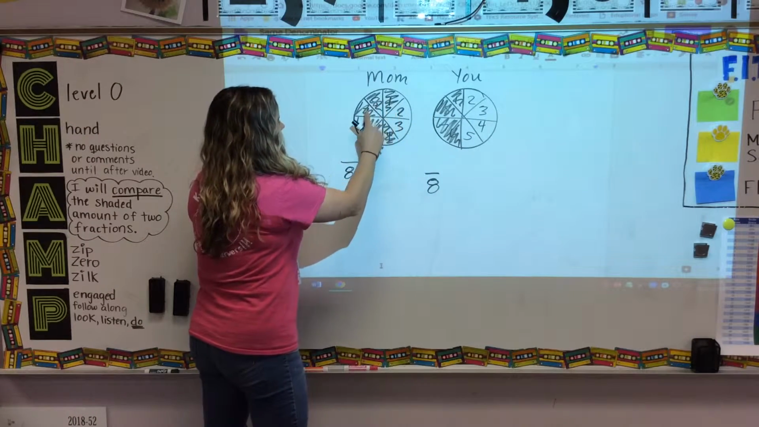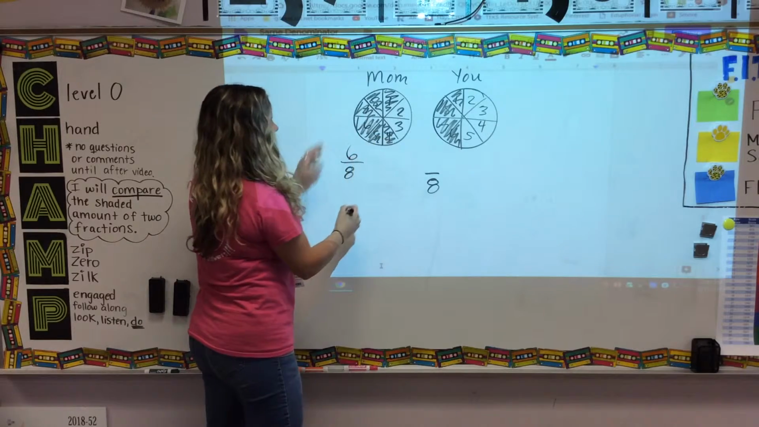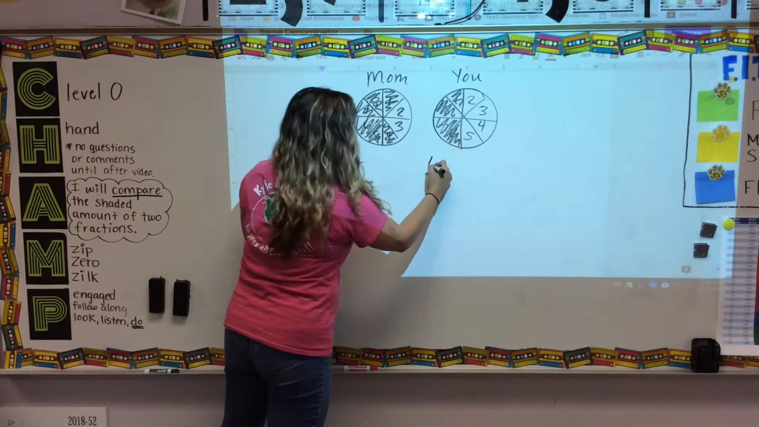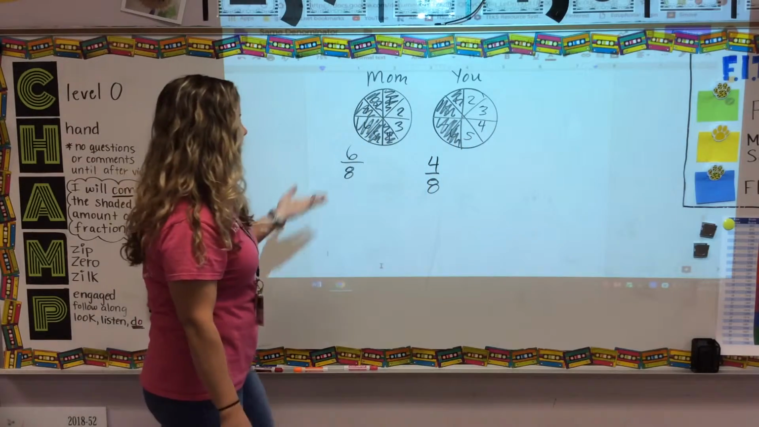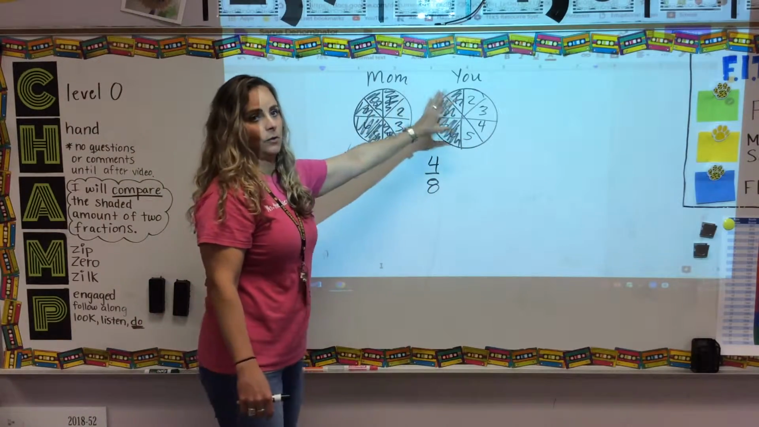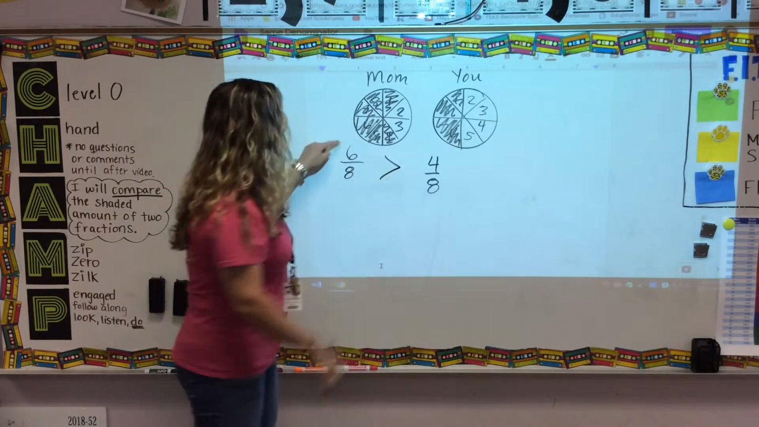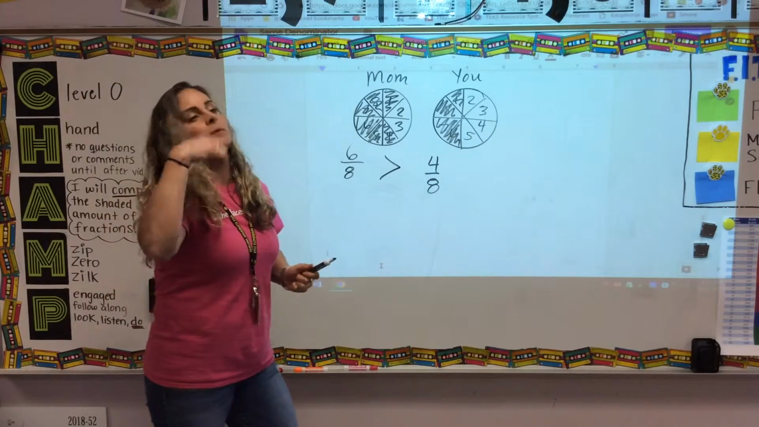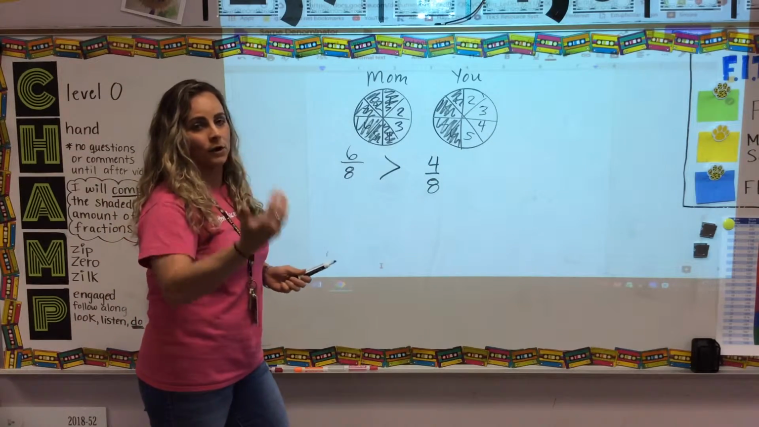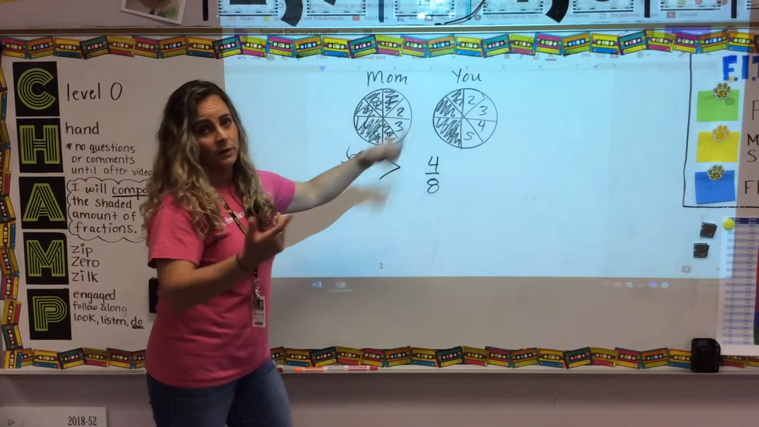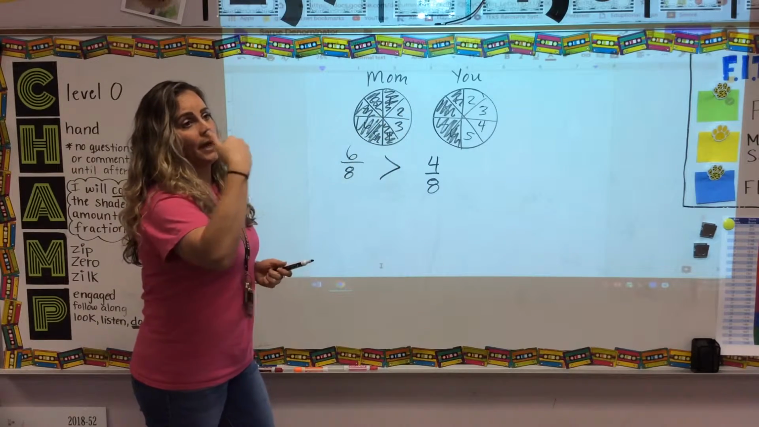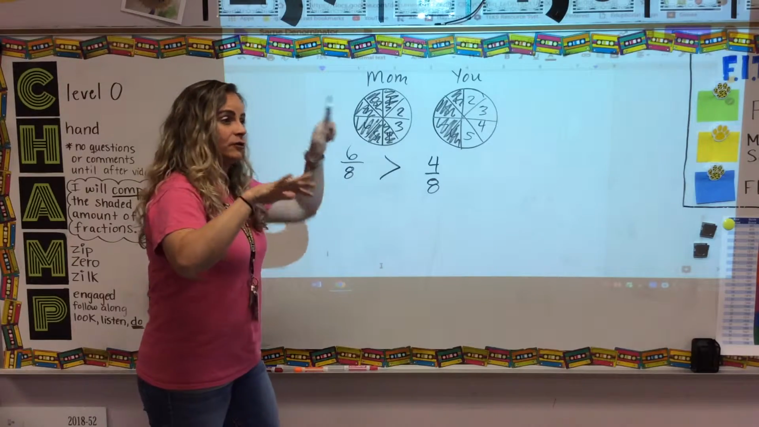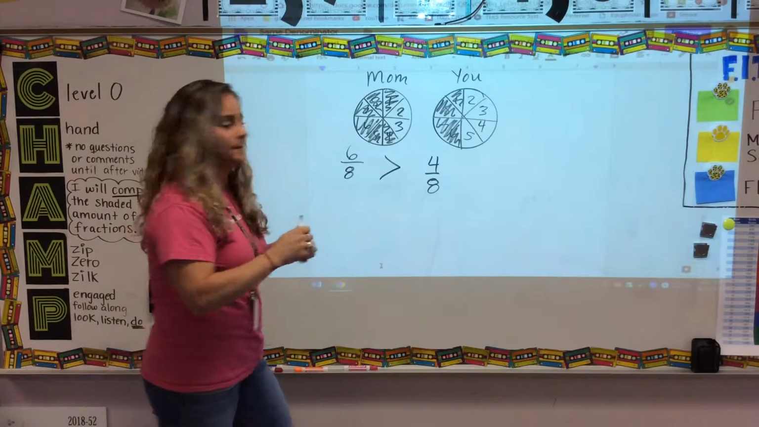So mom ate 1, 2, 3, 4, 5, 6 out of the 8, and you ate 1, 2, 3, 4 out of 8. All right. So clearly from the model, 6/8 is greater than 4/8. So I want you to remember when you come to a problem today or a stimulus that you are looking at, how much shaded part is there compared to how much shaded part there is over here, okay?